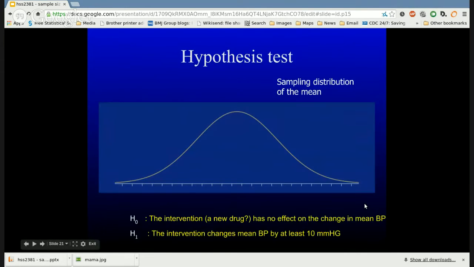So here is our hypothesis test. The intervention has no effect, that's our H naught, and our hypothesis is the intervention changes blood pressure, and we're going to say by at least 10 millimeters of mercury. Now in this case, we have set a difference for measure. That difference is called delta, by the way. So the difference that we hope to detect. And that's kind of important for doing the math that we're going to do later on, is actually defining how we consider a change to manifest.